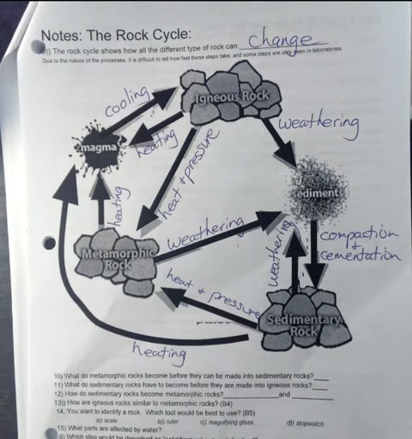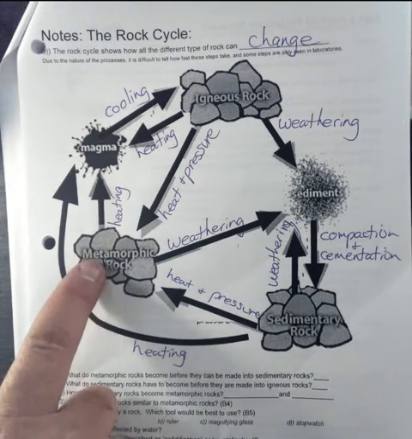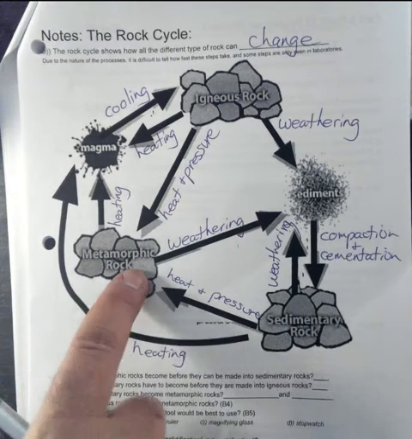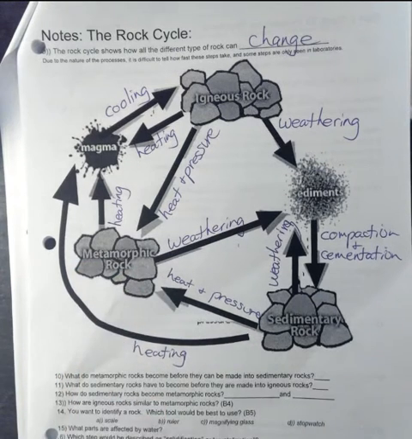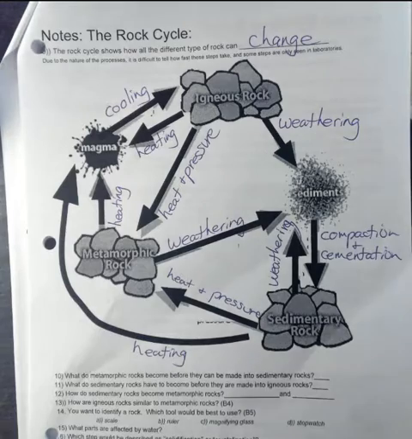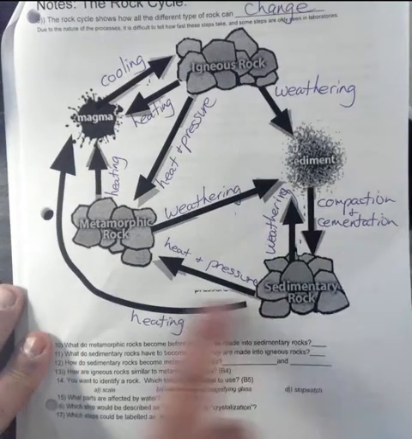Now you might see some charts that have an arrow from the metamorphic rock back to metamorphic rock. You can squeeze an old metamorphic rock a second or a third time and change the crystal structure even more and change the name again if you really wanted to. Okay, so let's look at some questions about this. This is called the rock cycle.